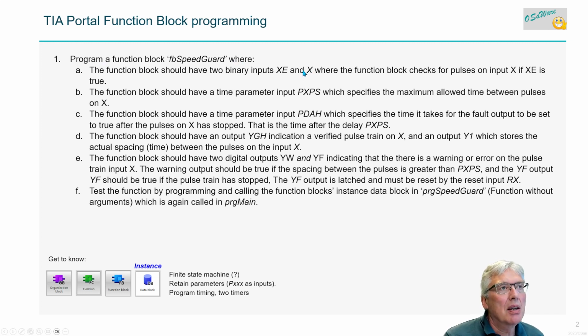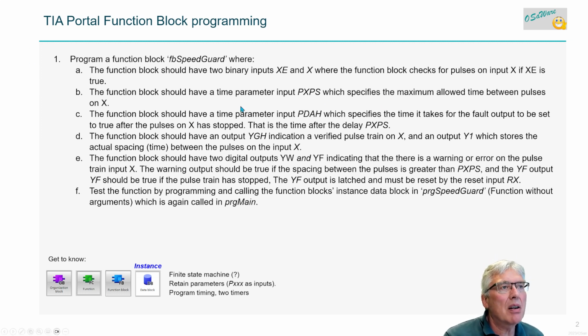Enable input X, where the function block checks the pulses input X if X is true. So this enable could be that there's a motor running, so that you should check our pulses, because if the motor is not enabled, there wouldn't be any pulses. So it makes no sense to report an error. So there should be a parameter that is the maximum time between pulses. So what time do we measure? If we don't get pulses within this interval, then we say, okay, there are no pulses and there's a fault.